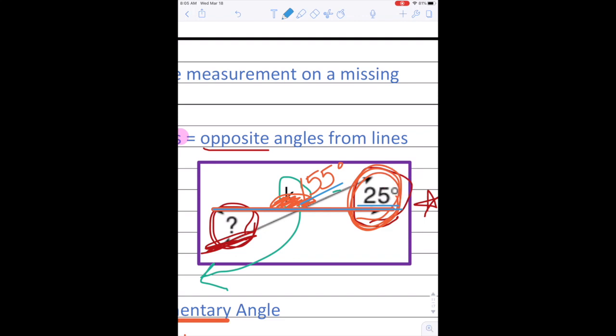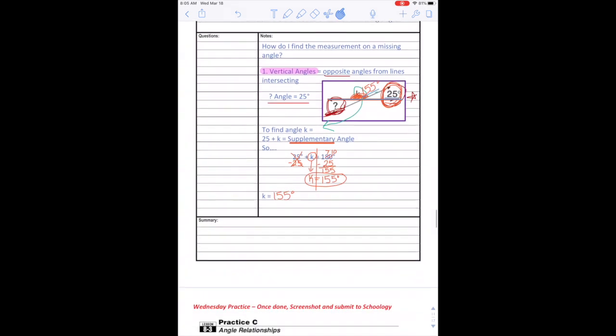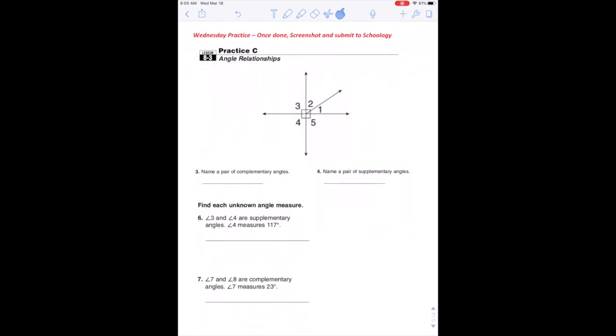So now that we use some of our previous information to find that missing angle, your homework or your assignment today on your own is to try to figure out some of these missing angles. So first, for Wednesday practice, you're going to tell me what are some of the complementary angles. So think, what does complementary mean? Tell me what some of those angles are. And by angles, I just mean tell me the angle number.